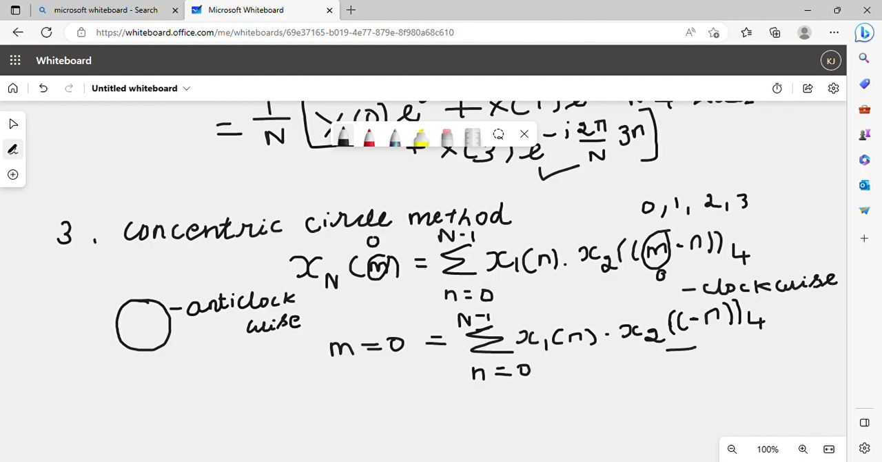Okay. And here for m is equal to 1, which is equal to the summation of n is equal to 0 to, once again, N minus 1, that is x1 of n into x2 of 1 minus n whole to the power 1 minus n of 4. Students, really sorry for the distractions.